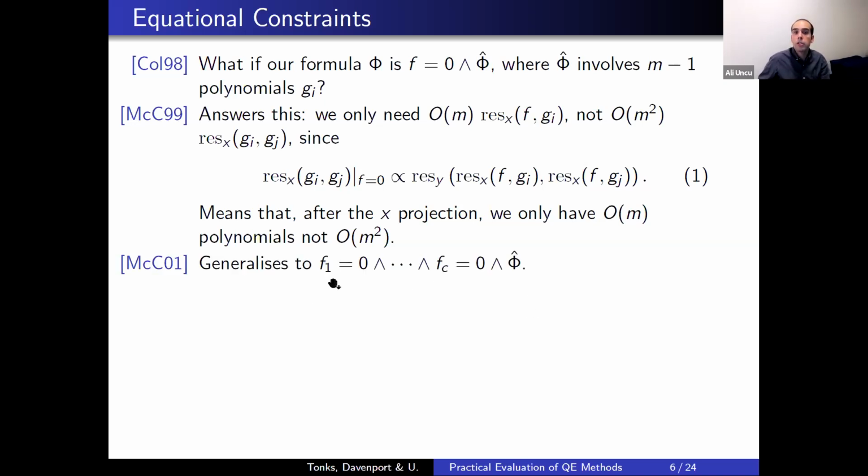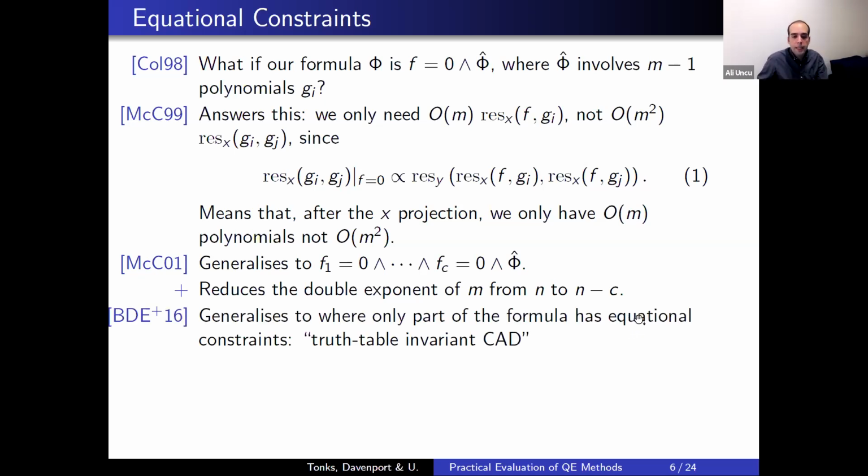And later he generalized that to having multiple equational constraints, not just one, but c of them. And this reduces the double exponent of m from n to n minus c. So this is a really significant drop in complexity. Still double exponential, but a significant drop. Okay, and then in 2016, Bradford, Davenport, England, McCallum, and Wilson generalized this to where only part of the formula has equational constraints, and for truth table invariant CAD.